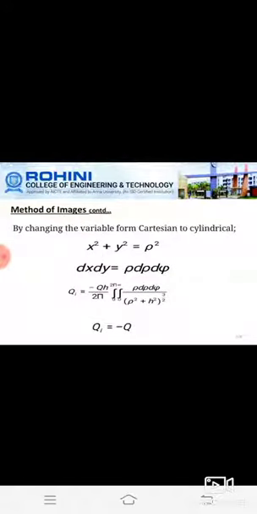By changing the variables from Cartesian to cylindrical, we can write x square plus y square equal to rho square. While differentiating, dx dy is equal to rho d rho d phi. Applying this, Qi is equal to minus q h divided by 2 pi, integral from 0 to 2 pi and 0 to infinity of rho d rho d phi divided by rho square plus h square whole power 3 by 2. After applying the integral, we get Qi equal to minus q. That is, we are getting the image of the surface.